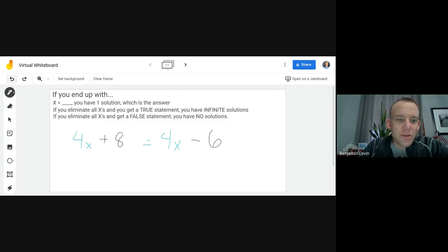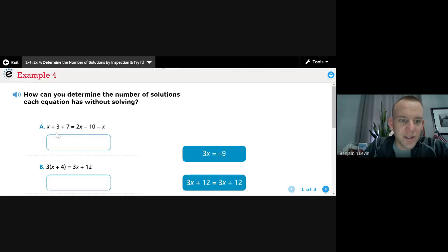So how can you determine the number of solutions each equation has without solving them? Well, I just gave you a trick. If you have a different number of x's on both sides, you can solve it. If you have the same number of x's on both sides, then all you need to look at is, do we have a true statement? So let's look at this first one. Real quick, I'm going to switch over to it so you guys can see it.